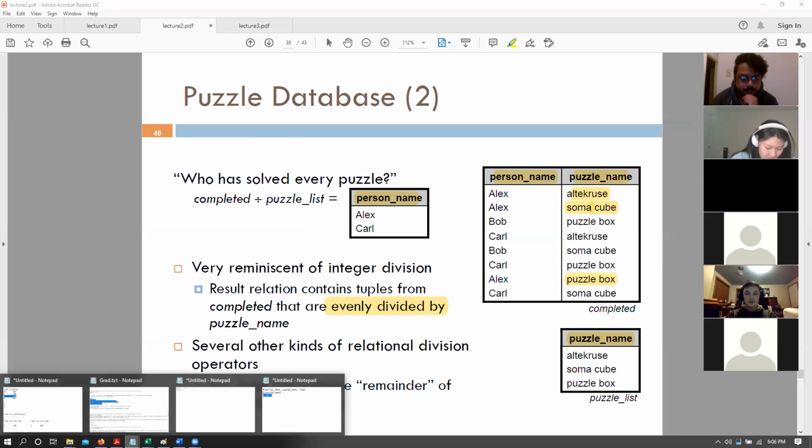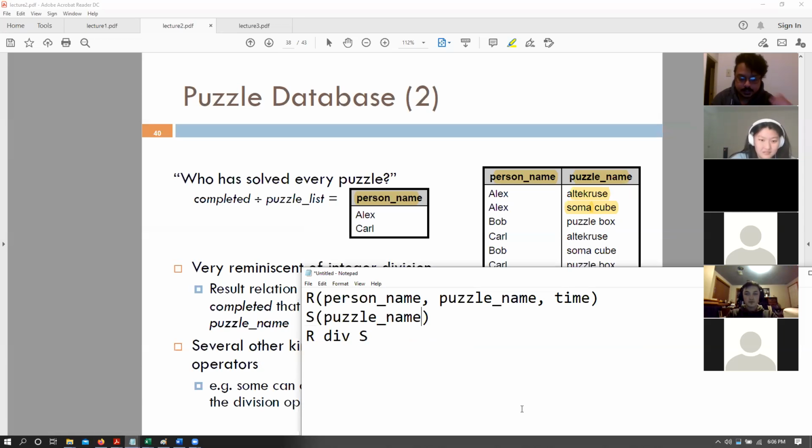On that note, what about puzzle name and version? If R is person name, puzzle name, time, and S is puzzle name and version, what do I have as my schema? Again, it is going to compare across attributes that have the same name. So that is puzzle name, that is fine. We have person name and time, that was the first case. Main question is, does version exist in your final schema?